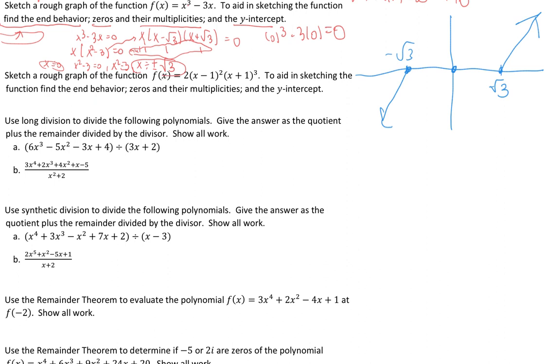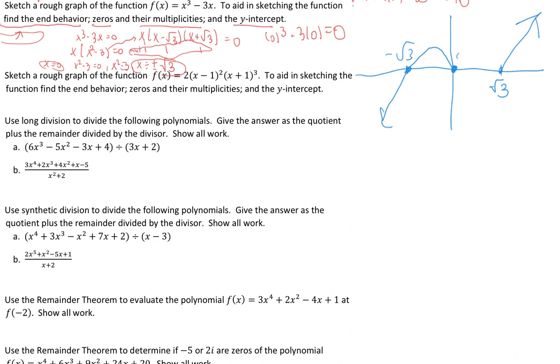If it's even, it bounces. So in this case, they're both odd, so I'm going to cross. And I'm going to go to here at my next zero, which is also my y-intercept. It happens to be that my y-intercept is at the same spot as my zero. So (0, 0) is going to be both a y-intercept and my x-intercept.